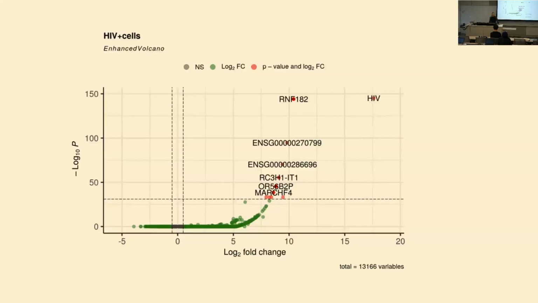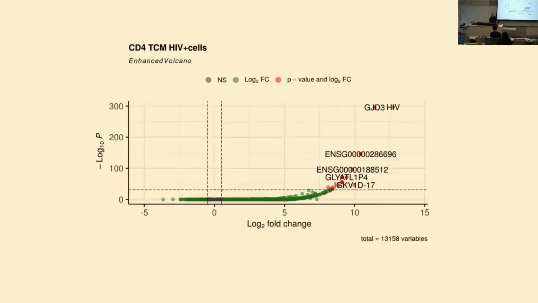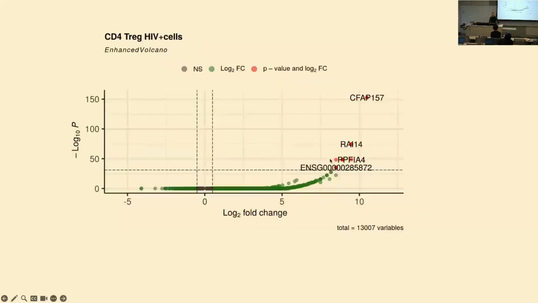So right now we want to identify something we can already take. These are HIV positive cells. Now, because we identified HIV positive cells in different cell subsets, we start looking: can we see something different in specific cell subsets? And this is central memory cells only with HIV compared to the rest of the T cell memory cells. This is T regulatory cells, and again you always see a few transcripts that were identified as significantly upregulated.